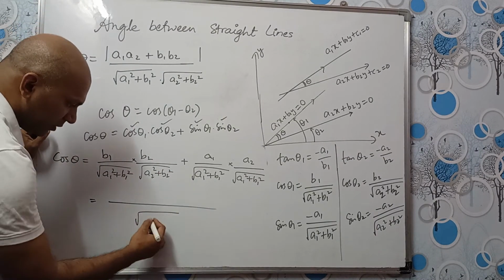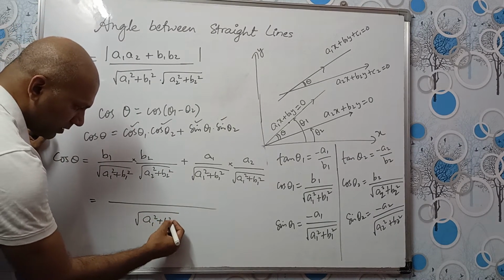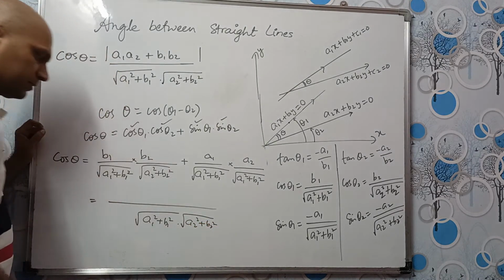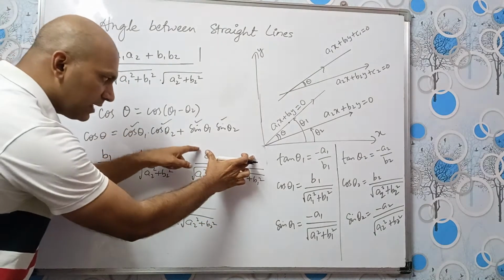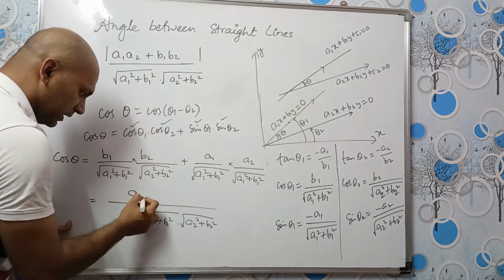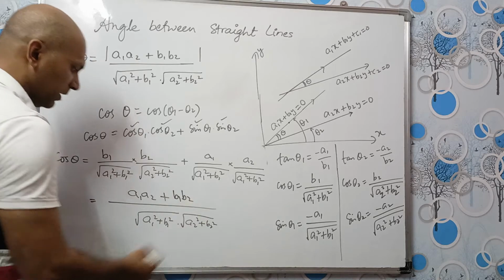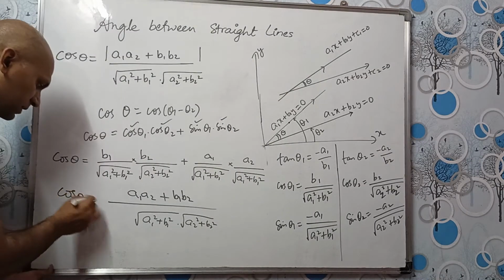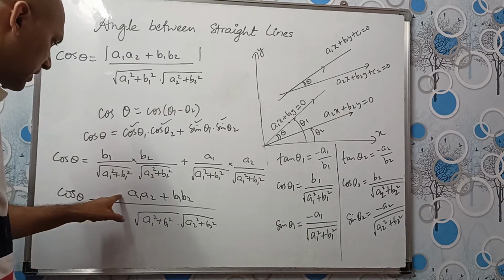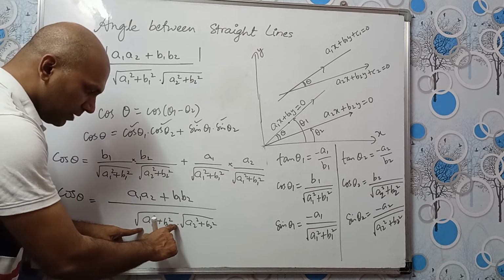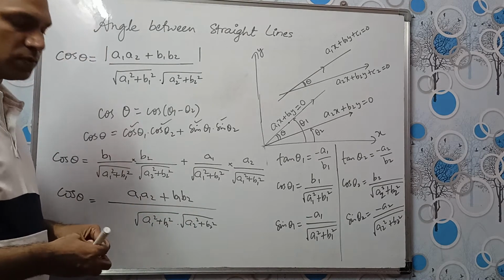So let us write the denominators one time, multiplied by a2 square b2 square. Okay, now let us write a1 a2 first here. So this is a1 multiplied by a2 plus b1 multiplied by b2. So this is cos theta value. So cos theta is a1 a2 plus b1 b2 divided by root a1 square plus b1 square multiplied by root a2 square plus b2 square.